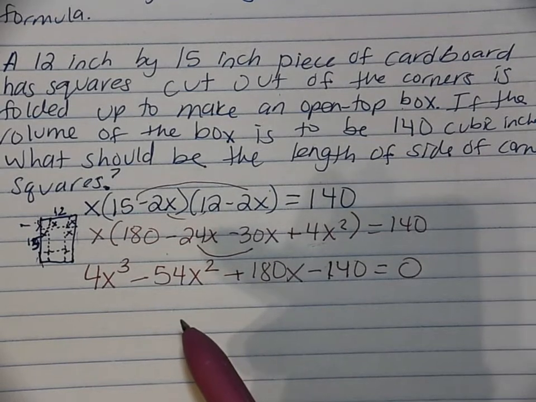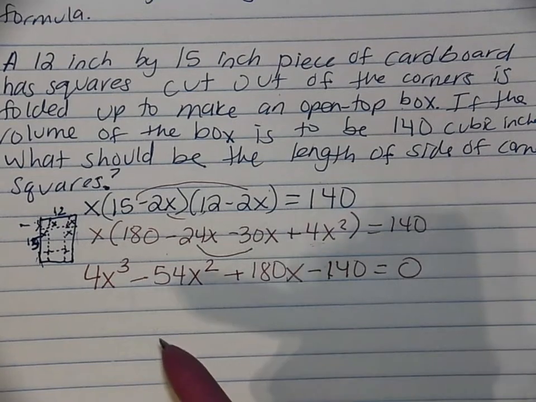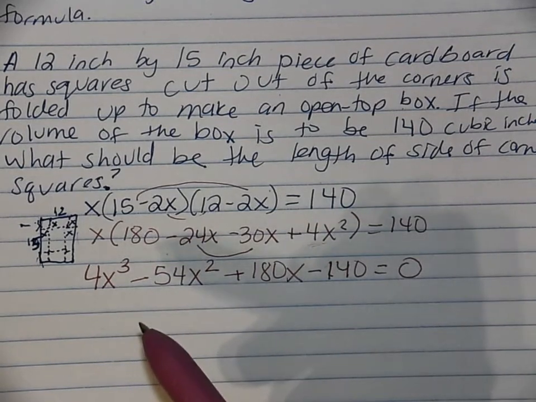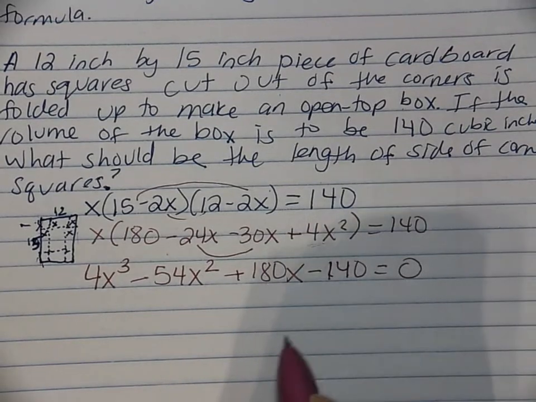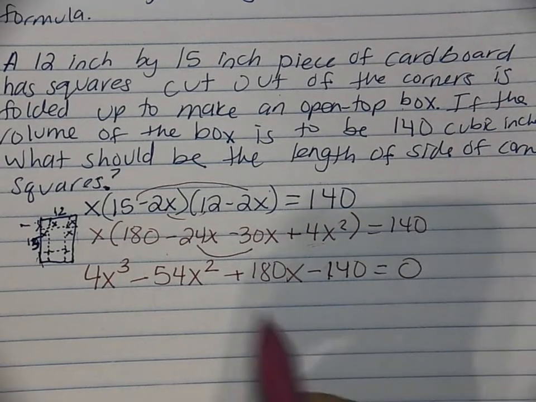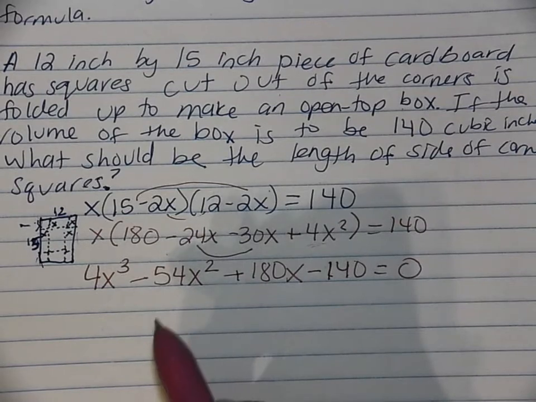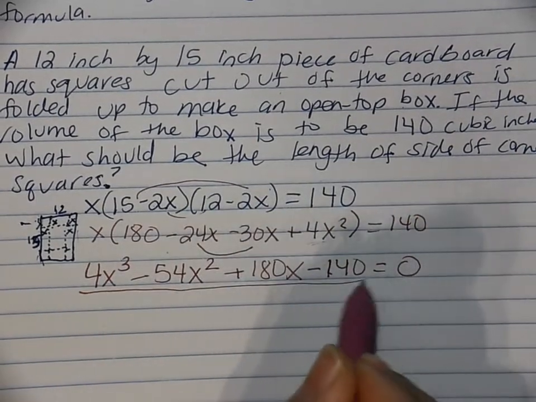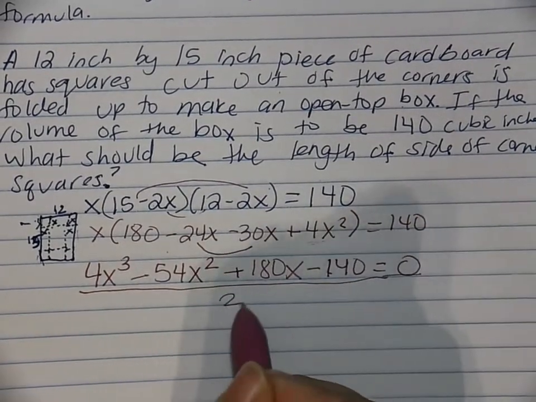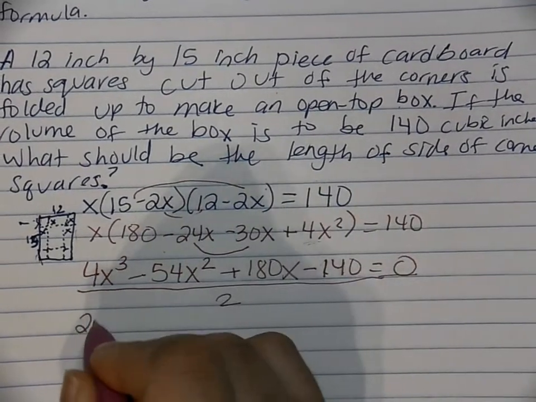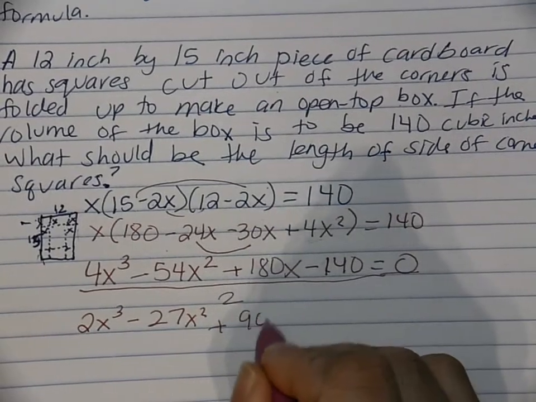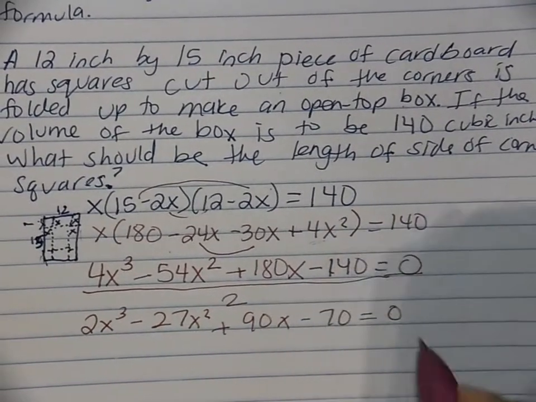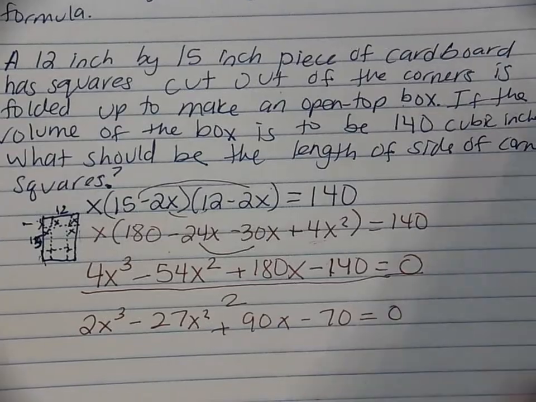And so now we're getting ready to figure out how we're going to solve for x. Here's where you could use your answer choices that are given in the quiz. They'll give you a few of the options and you can narrow it down that way. But to really go through the problem from beginning to end, you would have to use the rational root theorem. Before we do that though, I can divide everything by 2 because that would make this a little bit more simplified. So 2x cubed minus 27x squared plus 90x minus 70 equals 0.